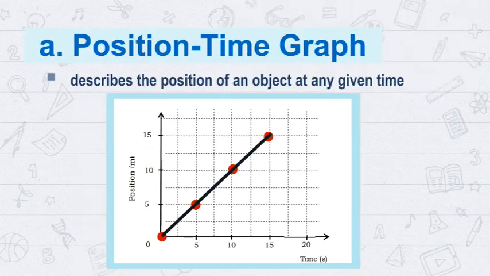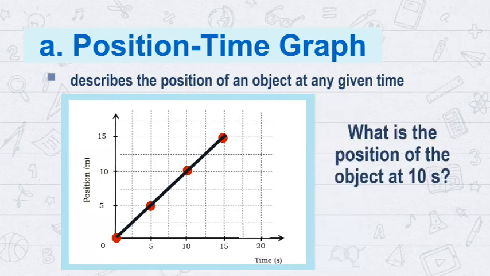This is an example of a position-time graph. This type of motion graph describes the position of an object at any given time. The slope of a line shows the direction and steepness of a line. It gives us an idea about the motion of an object. Now try to analyze this graph. What is the position of the object at 10 seconds? The position of the object at 10 seconds is 10 meters. Fantastic!